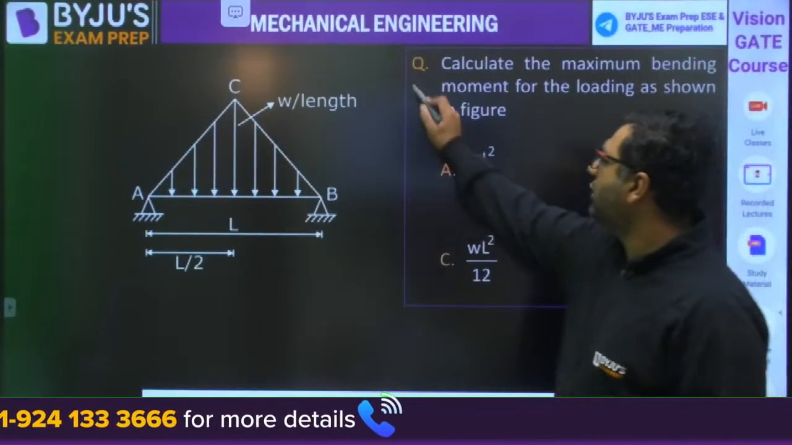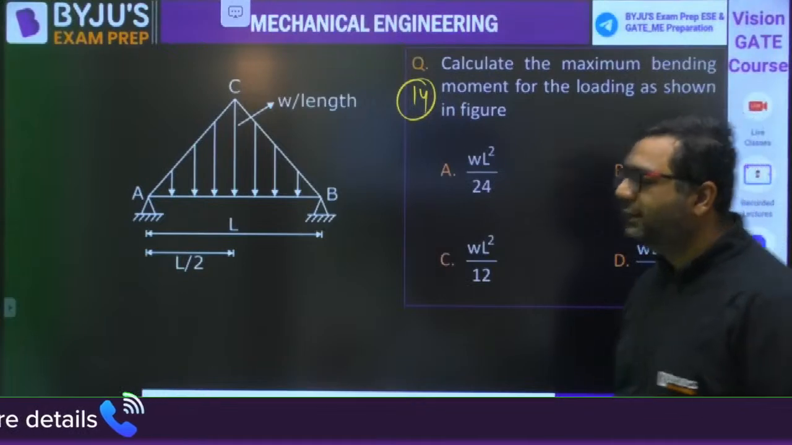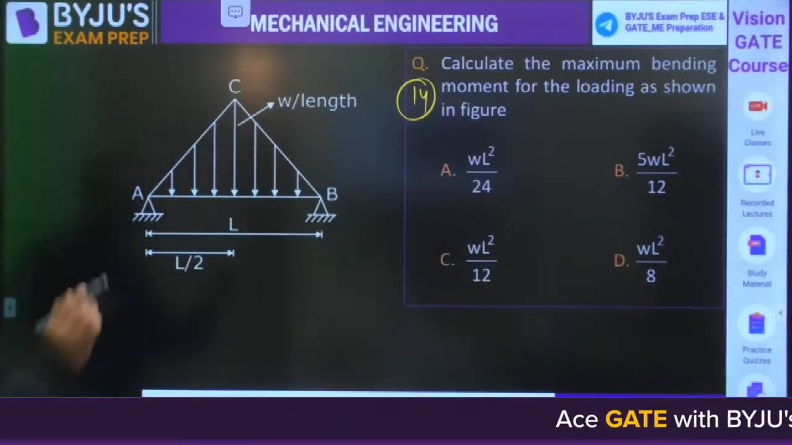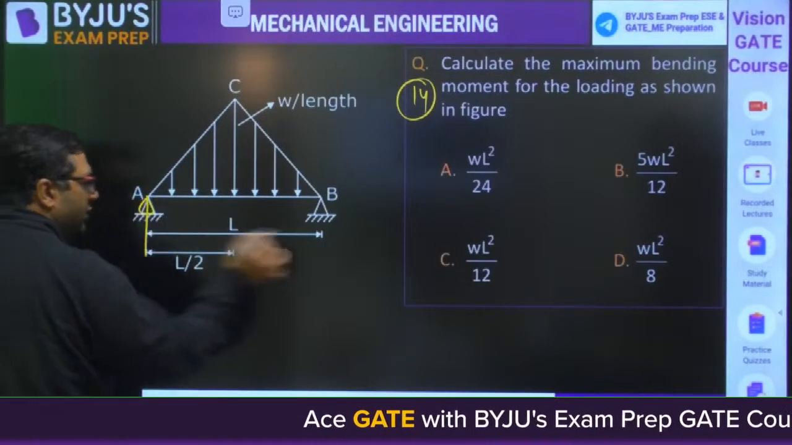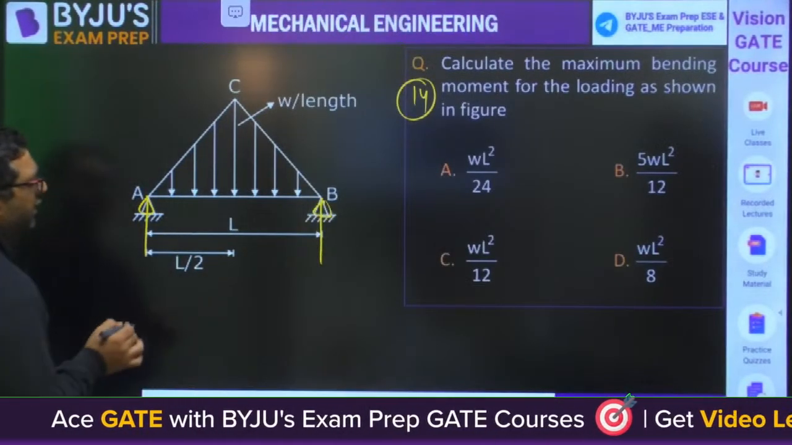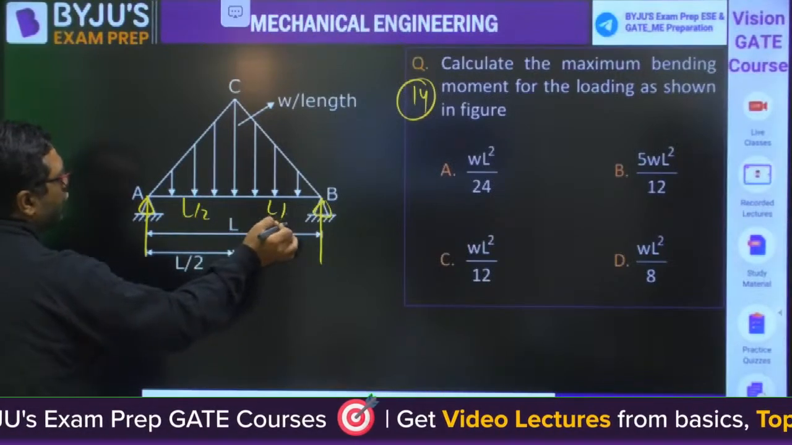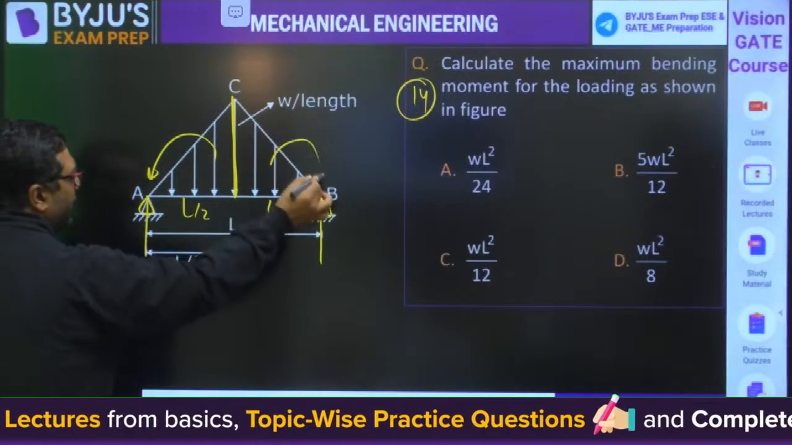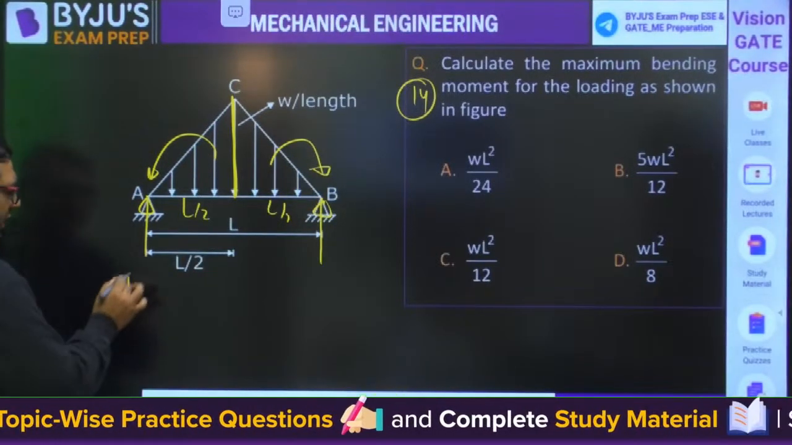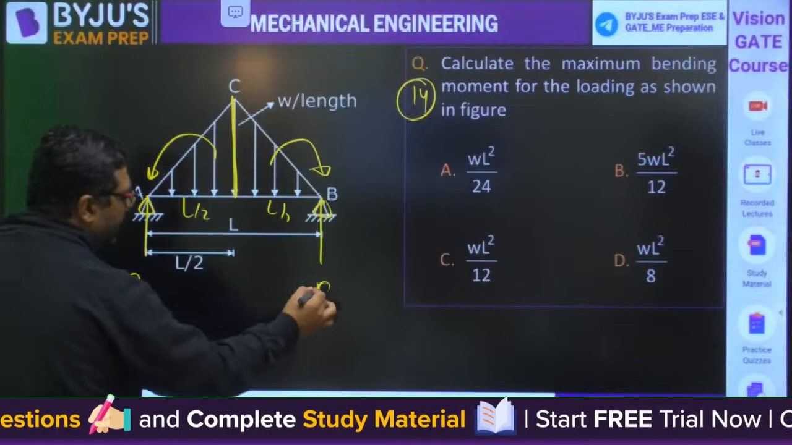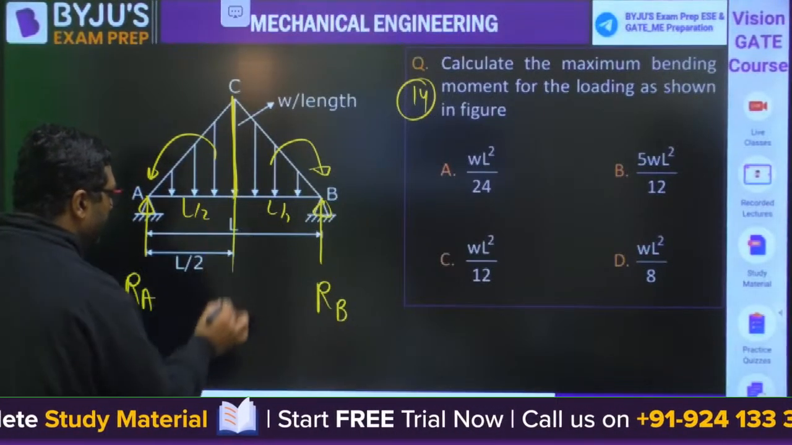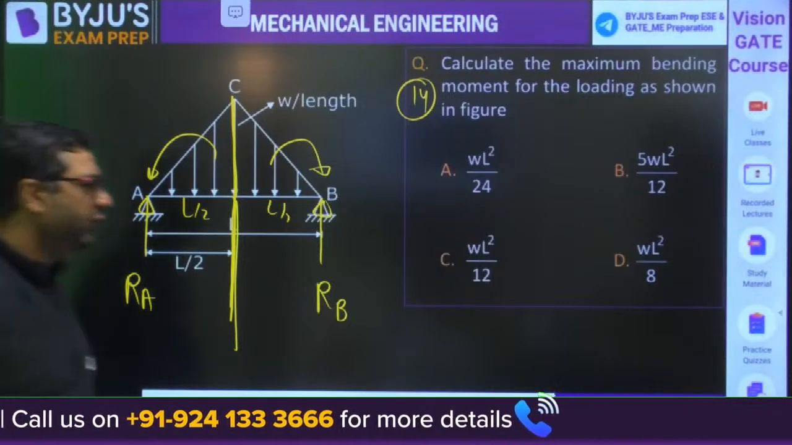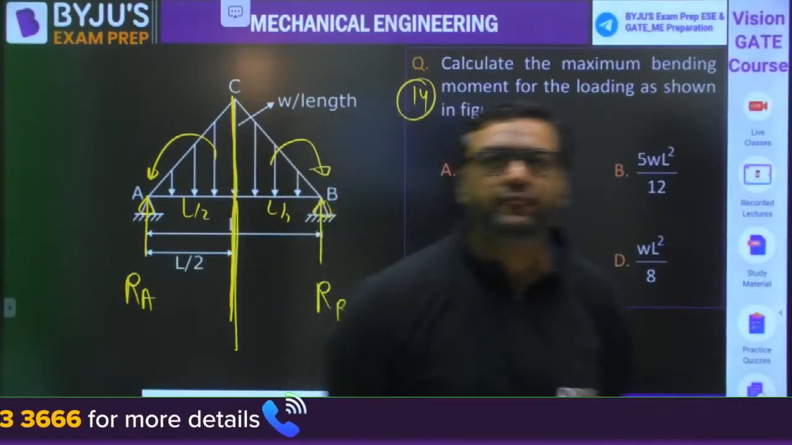Moving to question number 14, guys. They are asking you the maximum bending moment. First of all, you will find out the support reaction calculation, which is very easy because it is symmetrical loading. So L by 2, you can see this is two triangles. One triangle weight will be going to here, one triangle weight will be going to here. So you can find out RA and RB. Once you get RA and RB, you need to find out the bending moment here. Let us see how many of you give the right answer for this.